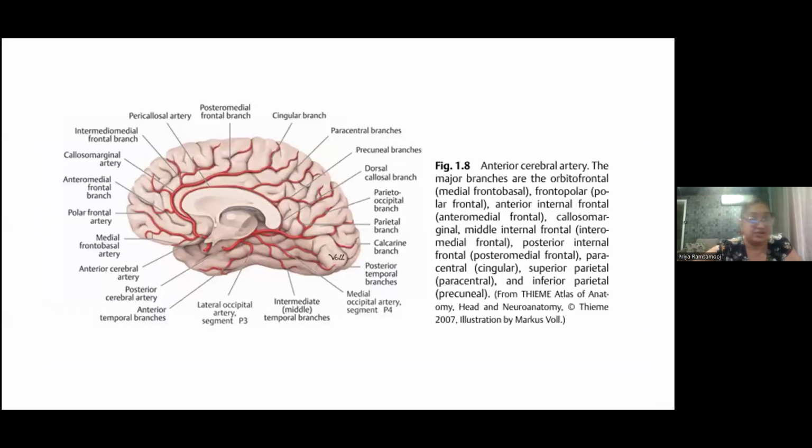So anterior cerebral artery. We've seen where it originates, and we've seen all the many different branches. And it's a lot to process. But the major branches of the anterior cerebral artery are the orbitofrontal, frontopolar, anterior, posterior, and middle internal frontal, which we would have described already, as well as your inferior and superior parietal branches. So just bear that in mind and the regions when you see these pictures of where the ACA is going to supply.